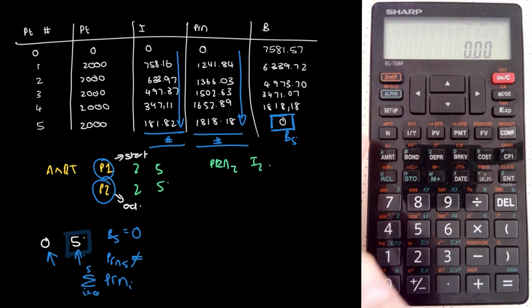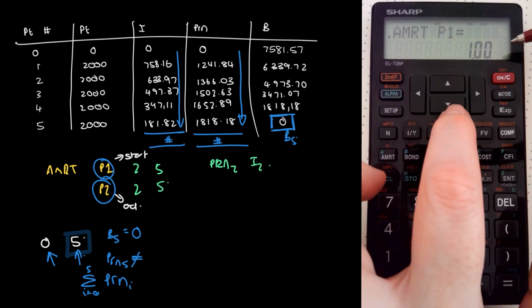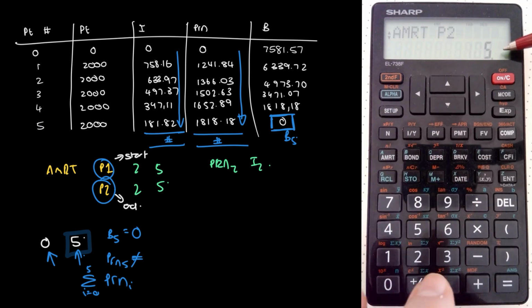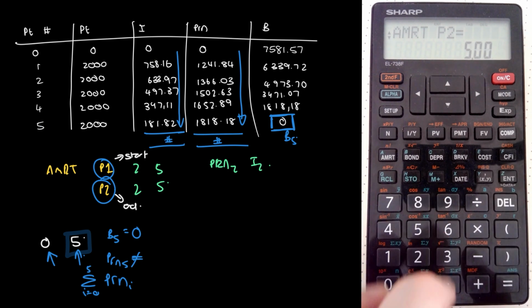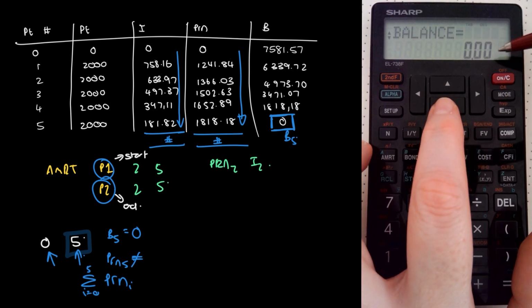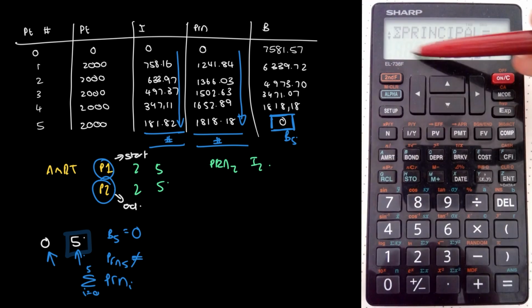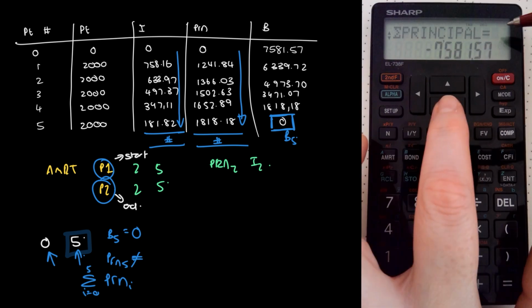So I've already put in all the information. So I'm just going to the AMRT straight away. And you see my P1, I'm leaving as 1. And then I'm changing my P2 to 5. And now you're going to see the outstanding balance is 0. And it's going to give us the summation amount for the principal, which is the same as the loan.